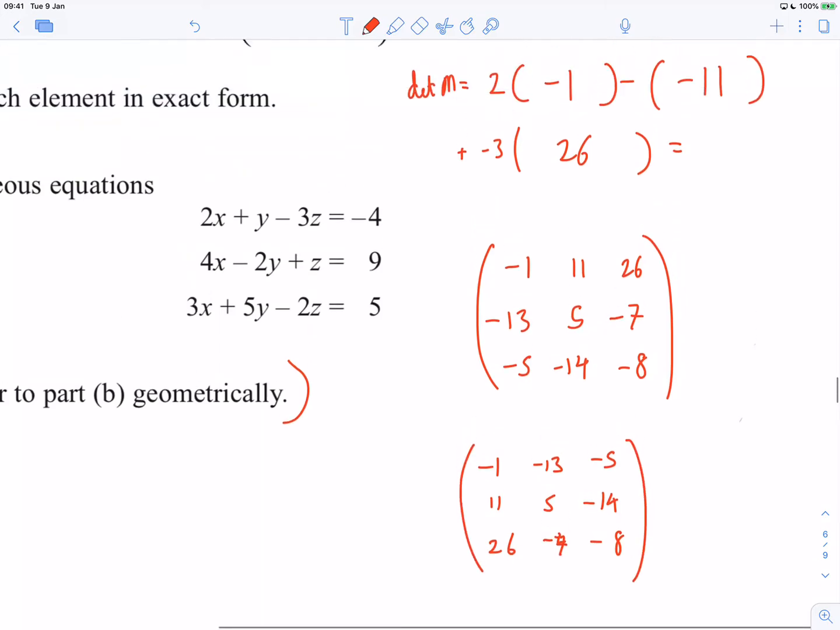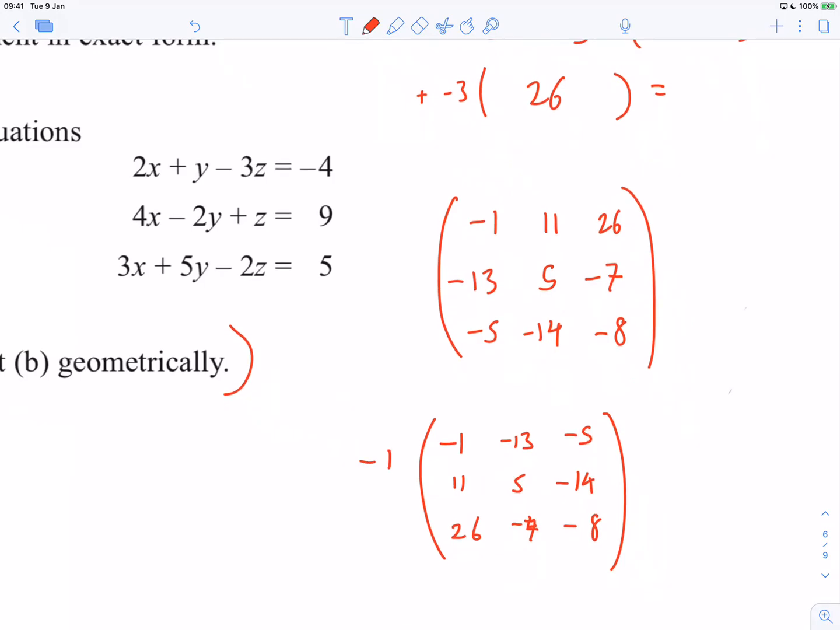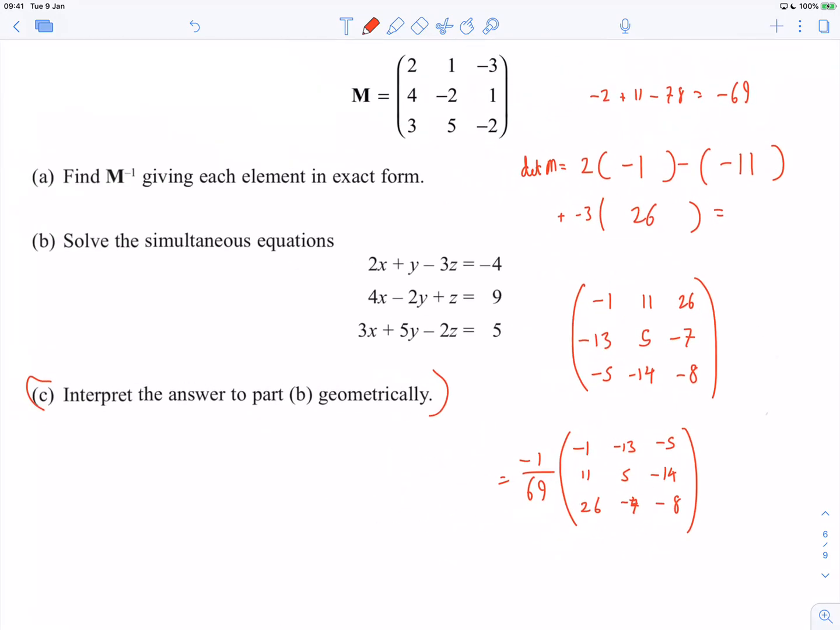And this all has to be divided by -1/69 to get the inverse. I'm just going to use my calculator to check that's right. So matrix, let's introduce a matrix. It's my matrix C. It's a 3x3. And it's 2, 1, -3, 4, -2, 1, 3, 5, -2.